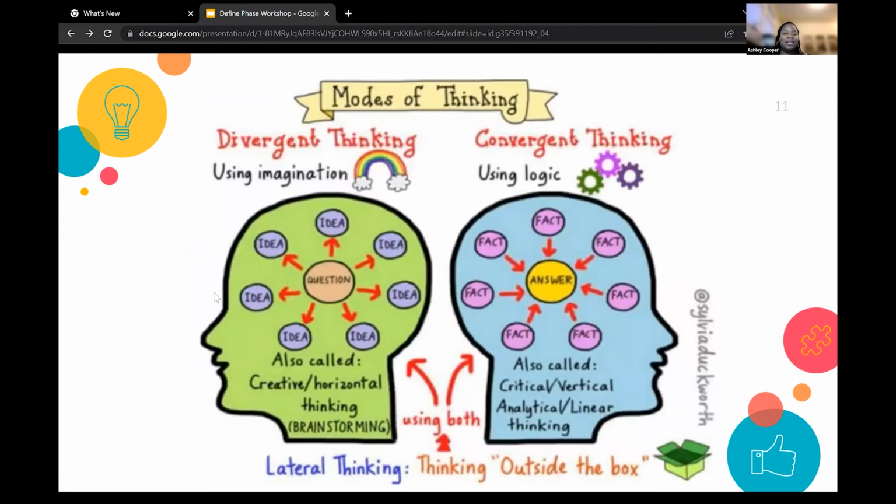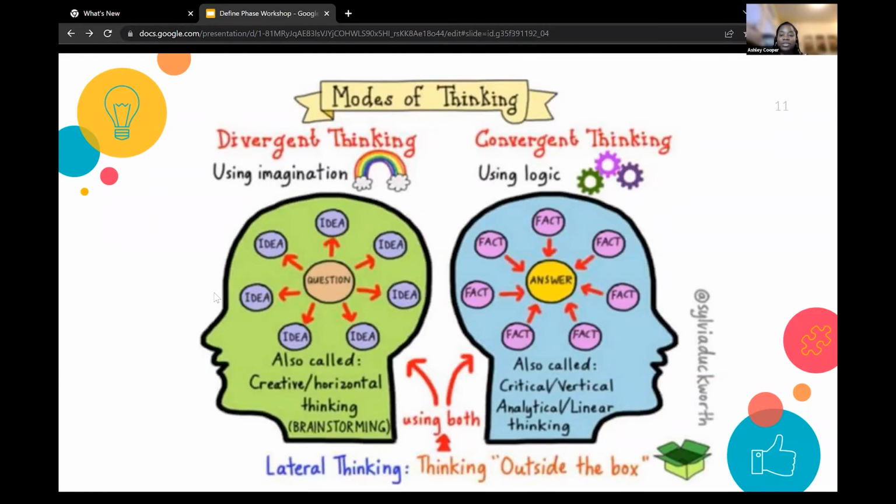Now, if you're thinking, okay, what is divergent or convergent thinking? Those are two different types or modes of thinking. Divergent thinking is using your imagination. Say a question comes to mind and you sprout all kinds of ideas that come out of your head. So that's more of brainstorming, which is also called creative or horizontal thinking.